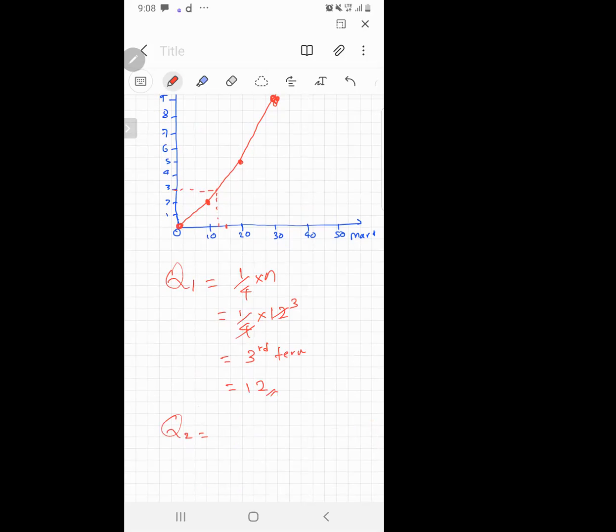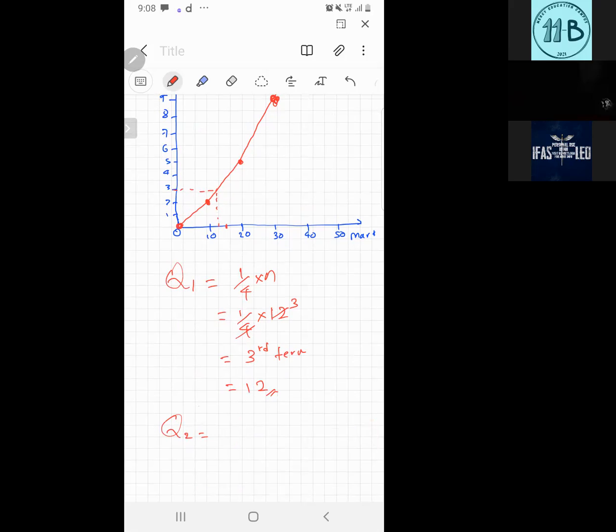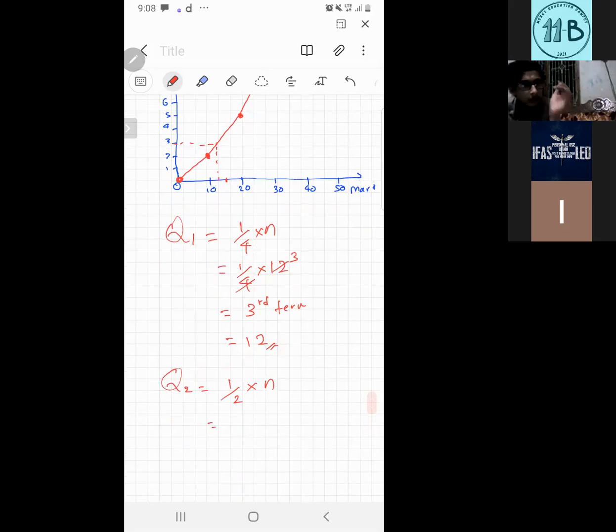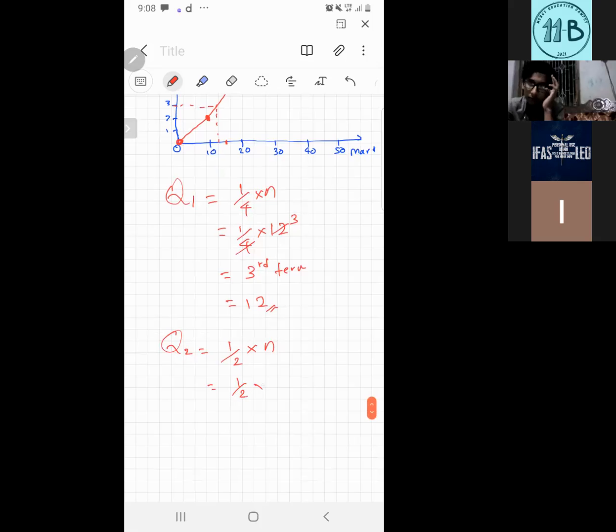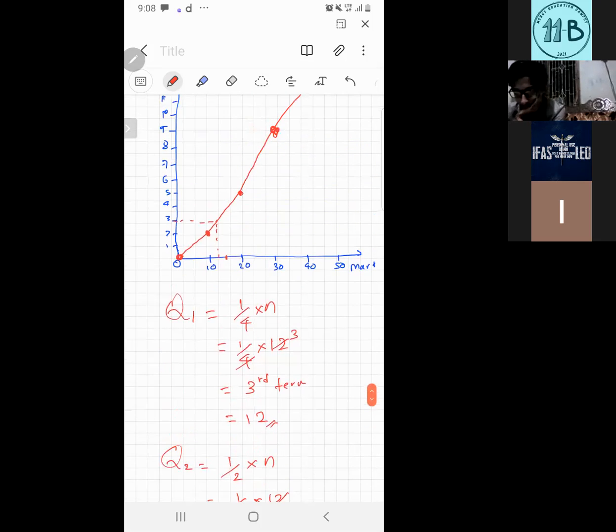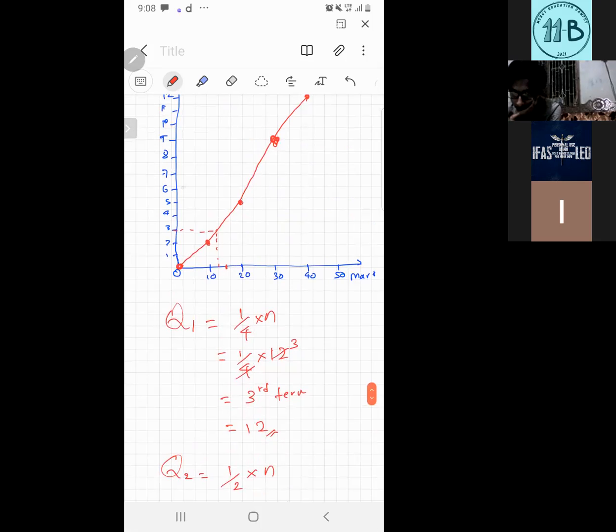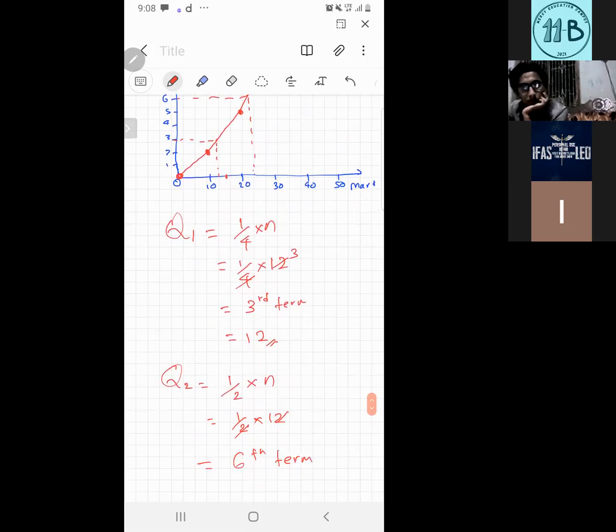Then Q2. What is Q2? Half. Second quartile. Half into n. அரை பகுதி. So 6. Half into n and 12. So when I cut these things, then 6th term. So what is 6th term? அடிச்சிட்டு போ. இங்க போற 6th term. So 20. It's also normally 22 or 23.